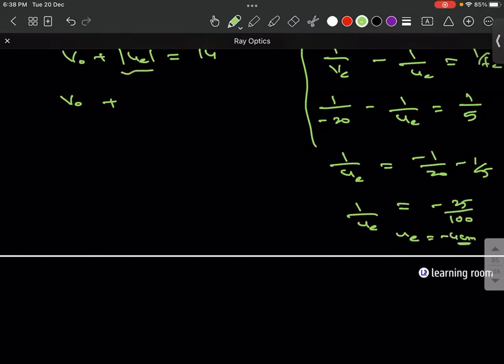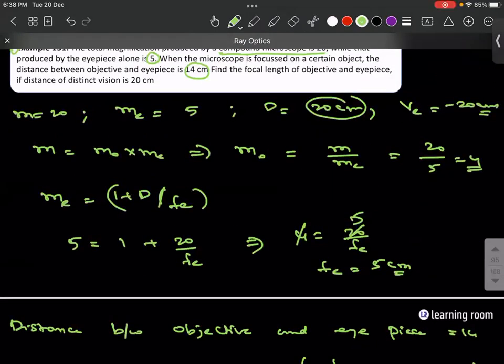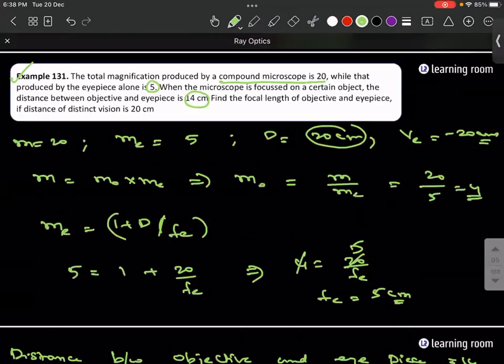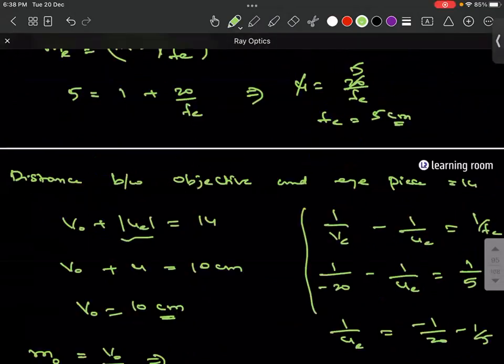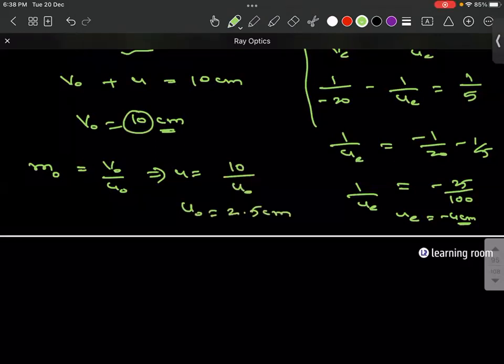So V naught plus 4 is equal to 14. So V naught will be 10 centimeter. Since we know V naught, the magnification of objective is V naught divided by U naught. The magnification of objective is 4, so 4 is equal to 10 divided by U naught. So U naught is 2.5 centimeter.